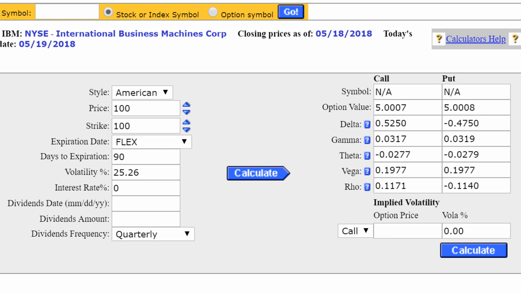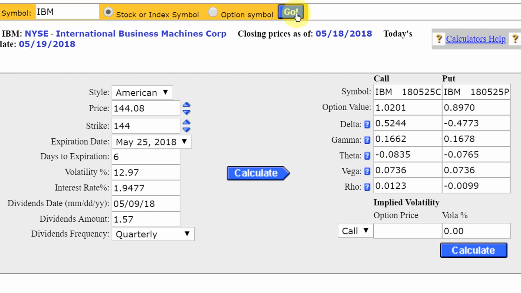One of the things I really like about this calculator, you can see that I can put in my own figures here. So if you're just practicing with your Greeks or trying to look at hypothetical situations, you can do that. However, I can come up here to this little blank box and type in a ticker symbol. So let's say I put in IBM. Click on Go, and it will populate all of these boxes with the current stock price, the various strikes.